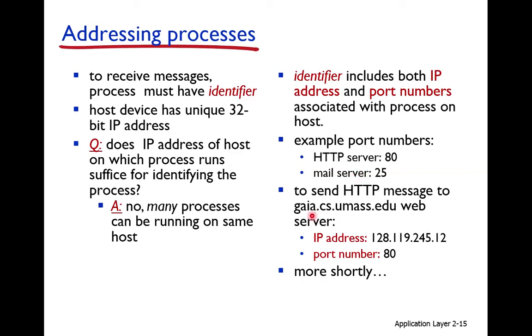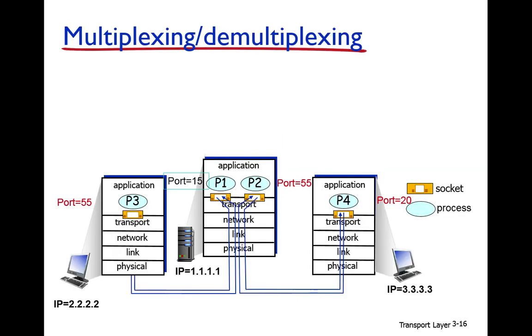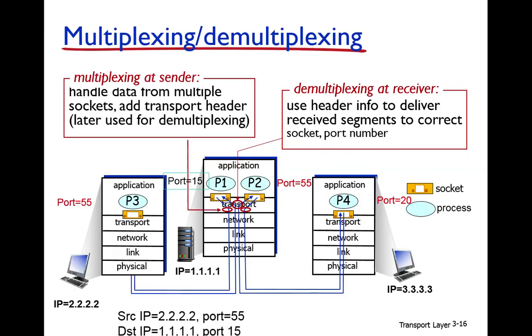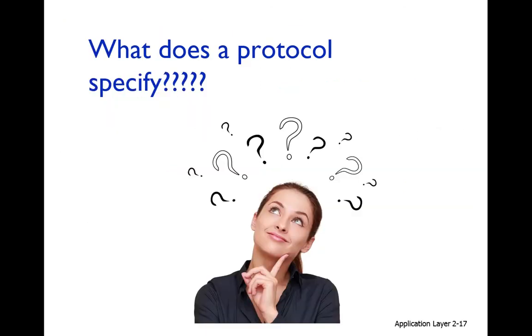So a machine or application is uniquely identified by two things: IP address and port number. We have discussed it. So what does a protocol specify? Let me remind you.